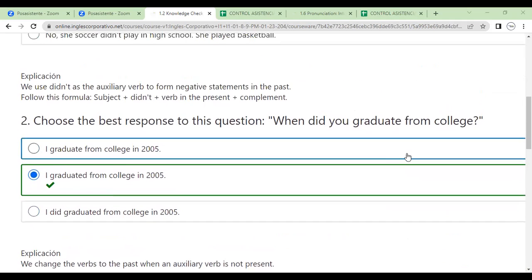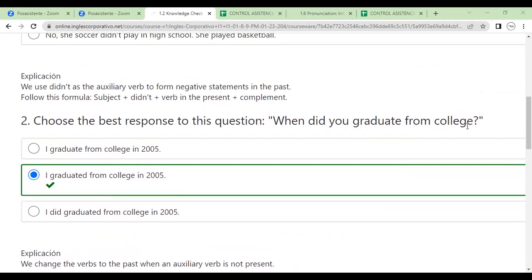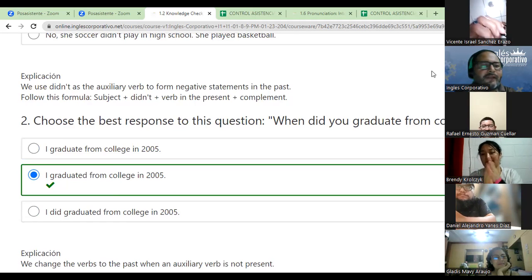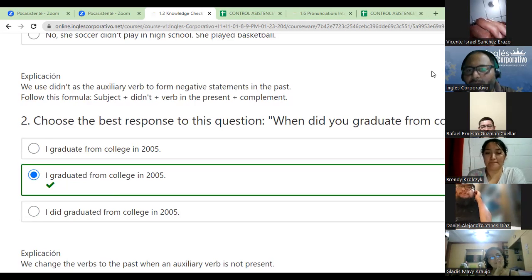When did you graduate from college? Did you go to college, or did you graduate from high school? I graduated from college from the Universidad Tecnológica in San Salvador. Cool. Excellent. Okay. What about the rest? I didn't go to college. Oh, you didn't go to college. Okay, that's all right. What about the rest? Rafa, Vicente, Gladys.